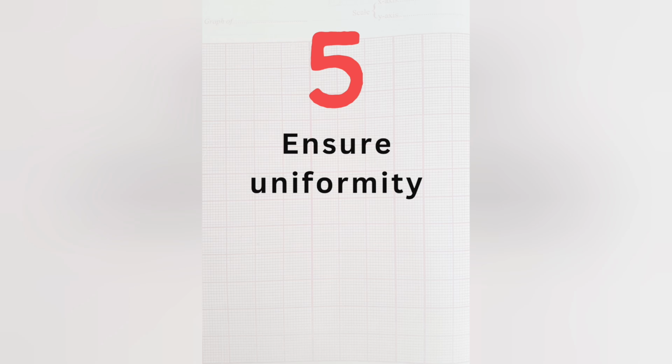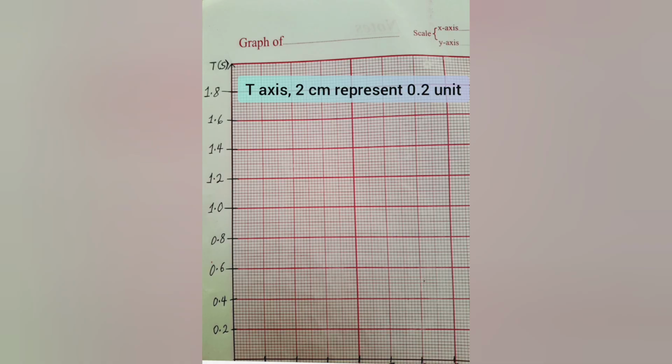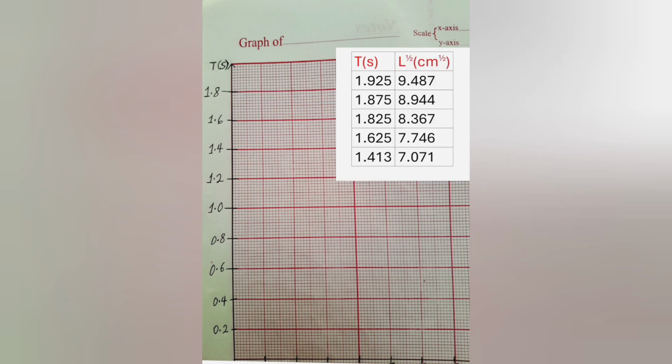Step 5. Ensure uniformity. Recall, for the t-axis, our scale is 2 centimeters to represent 0.2 unit. This means we count in 0.2 as shown. So 0.2, 0.4, 0.6 and so on. With this, we can accommodate the smallest data value, which is 1.41 and the highest value, which is 1.93.